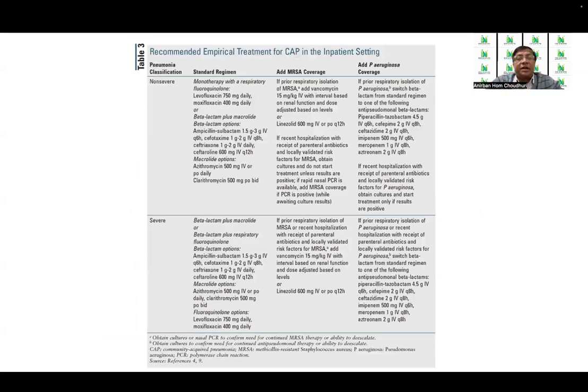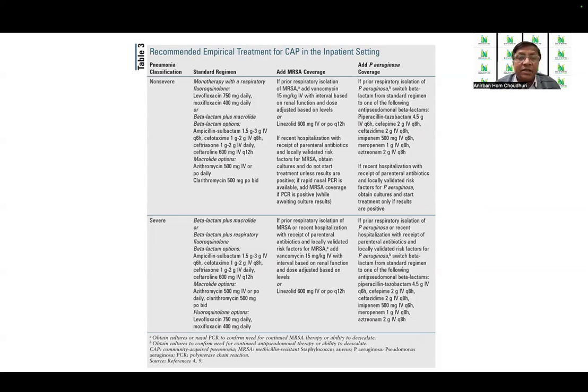Now, most of the treatment guidelines which fulfill our patient's criteria should follow either of the two. If the patient is classified as non-severe, we have one kind of regimen. If the patient is severe, we have a slightly different regimen. In non-severe pneumonia, we can consider monotherapy with a respiratory fluoroquinolone in mild cases, or beta-lactam plus macrolide. The options for beta-lactam being ampicillin-sulbactam, cefotaxime, ceftriaxone, ceftaroline, and that for macrolide being azithromycin or clarithromycin. This is plain and simple, which everyone does.